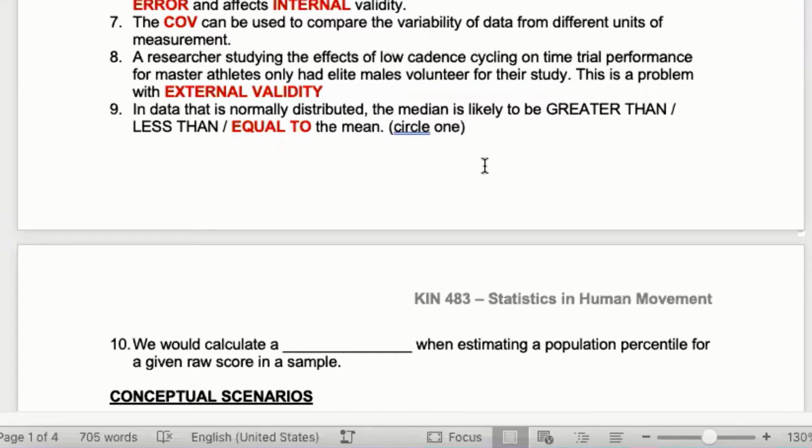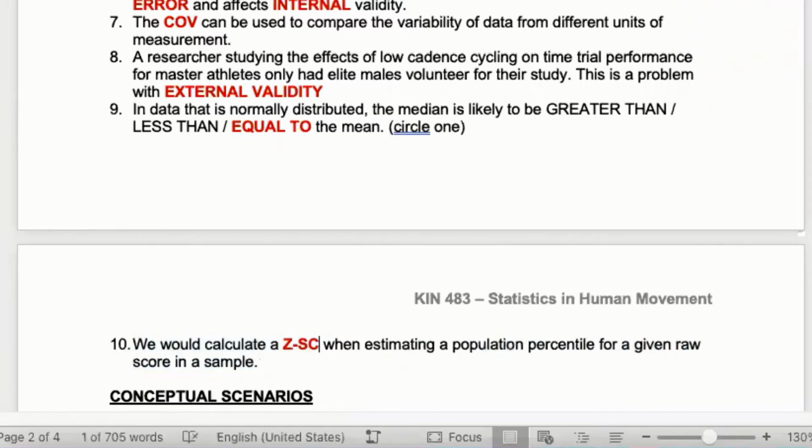Okay. Last one in the word bank example. We would calculate a blank when estimating a population percentile for a given raw score in a sample. Anybody who came to office hours today should be able to answer this one. Yeah, we do calculate a z-score.